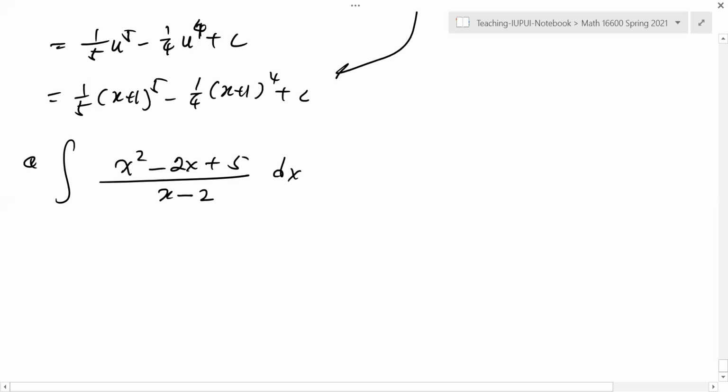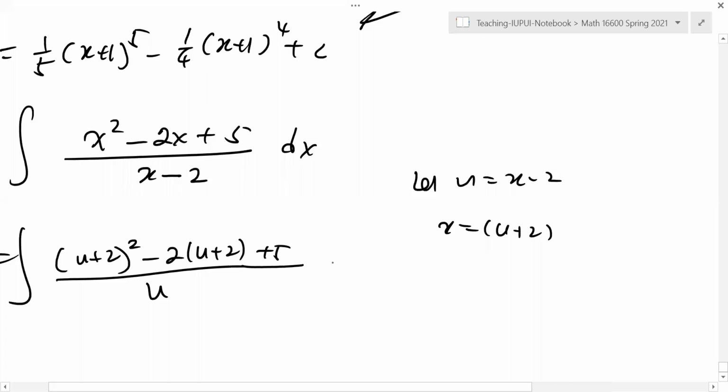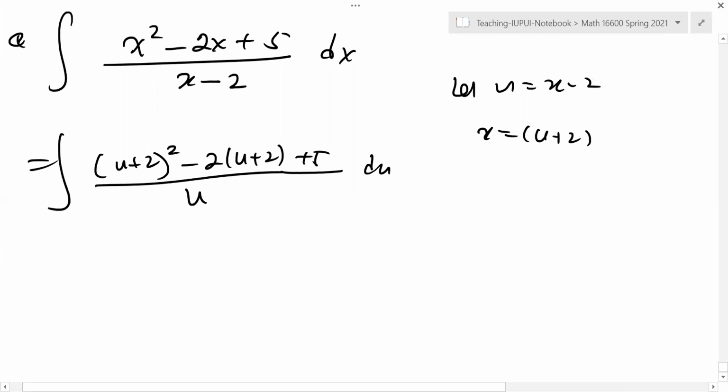All right, so when you see a problem like that, there are a couple ways to do it. One is you realize that there's only one linear term in the denominator, okay? So if you use a substitution, actually it's not too bad an idea. Substitution, you let u be x minus 2. So x is going to be u plus 2, right? So here's u, x is u plus 2 squared minus 2 times u plus 2, and plus 5, and dx is just du. Okay?